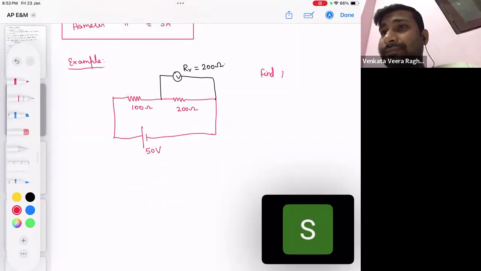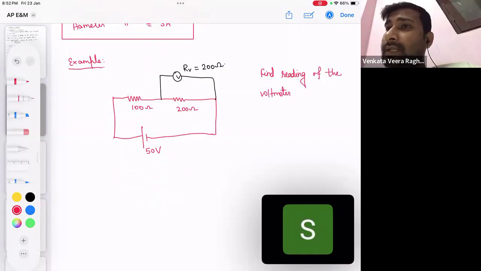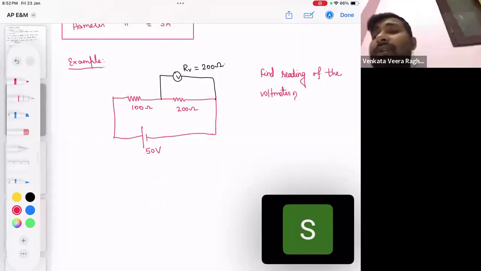Again, they are asking the same thing in the question. Find the reading of the voltmeter, but it's not an ideal one. So find the reading of this non-ideal voltmeter and tell me how much is coming to us. Please tell me what the answer is.